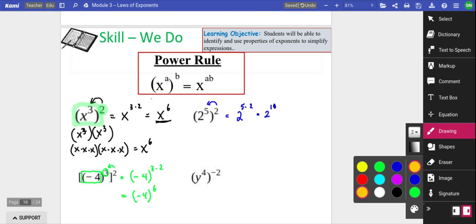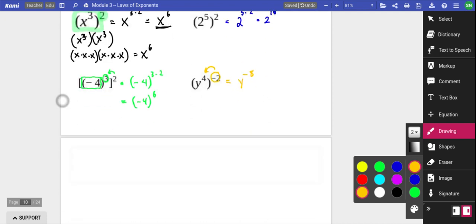Sometimes we might also encounter something with negative exponents, which we would treat the exact same way. We have y. Now we multiply the exponents. Negative 2 times 4 is negative 8. I will show you how to simplify negative exponents in other videos. So look for the video with negative exponents.